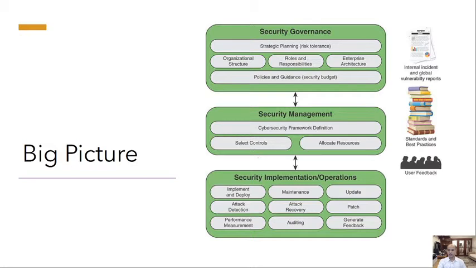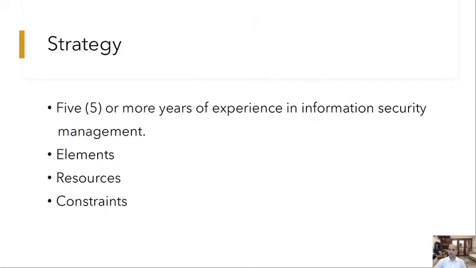Attack detection, performance measurement, maintenance, attack recovery, auditing, updates, and patching are part of it. These are the lower-level jobs which we need to do. So these are the three categories we have divided here in the bigger picture. Once you understand this bigger picture, whatever scenario you get in the exam, it will be very easy to understand it and answer the respective question. So that is the bigger picture of the overall security domain. Now let's have some more understanding of the strategy.